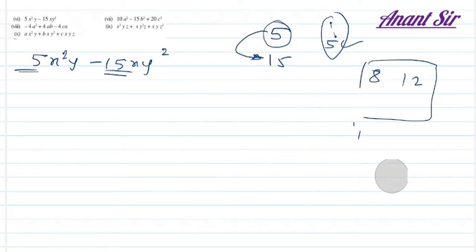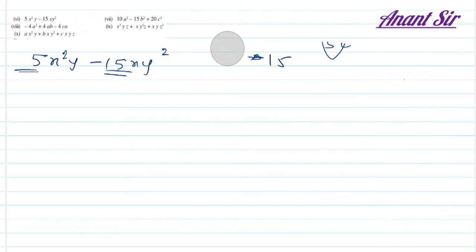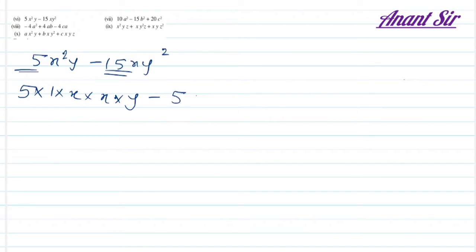Here, as 15 comes in the table of 5, 5 is going to be the greatest number by which we can divide both. So we are going to use the table of 5. I have written 5 ones are 5, x square as x into y, 15 as 5 times of 3 into x into y square as y into y.